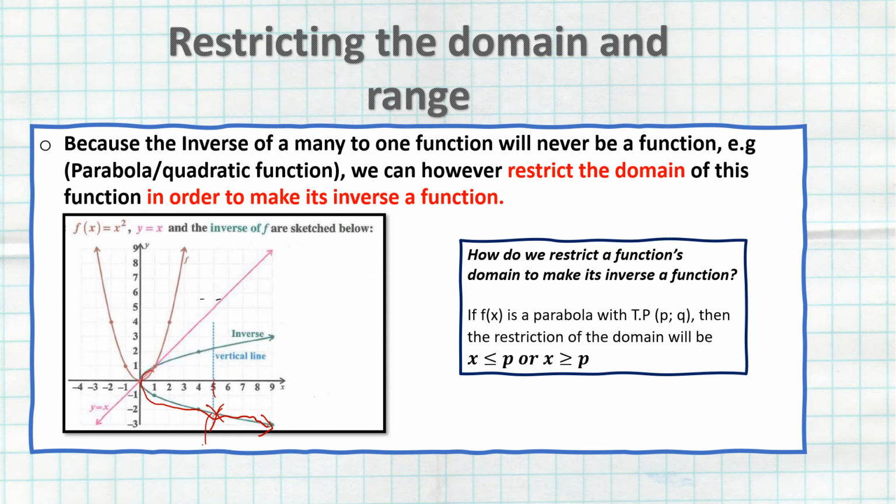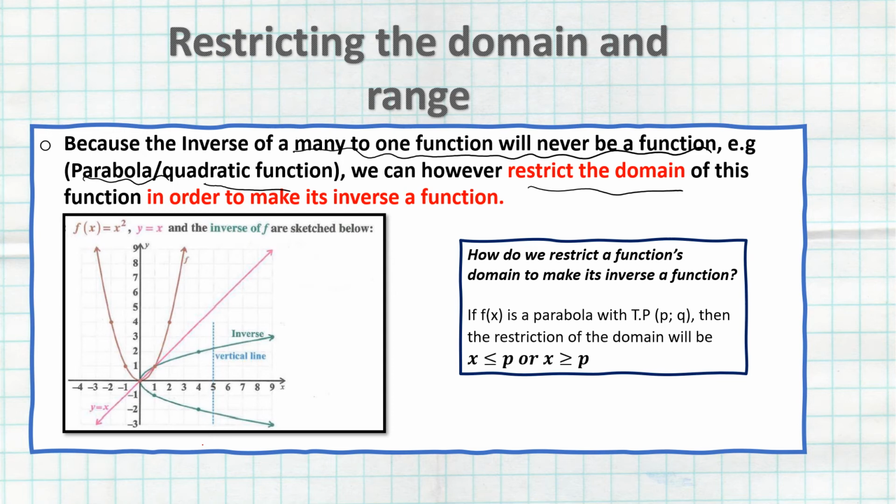So mathematicians have discovered that the inverses of many to one functions will never be a function. For example, a parabola, a quadratic function. We can however restrict the domain of this function in order to make its inverse a function, right? So this is where we now have to think, how can we restrict the domain of this many to one function? In most cases it will be a parabola graph, or what is known as a quadratic graph. So how can we restrict its domain so that when we draw its inverse it can be a function?